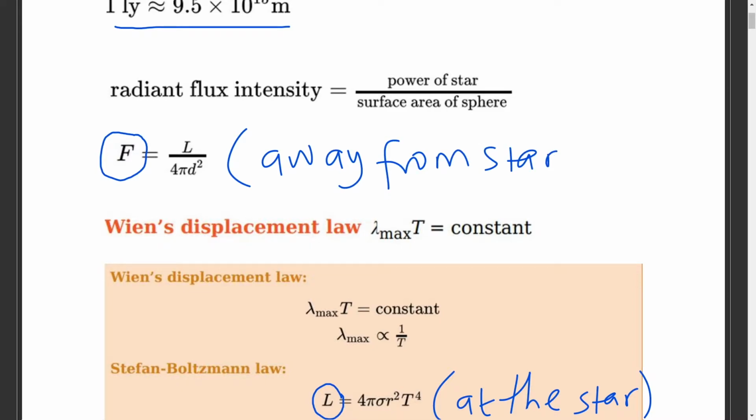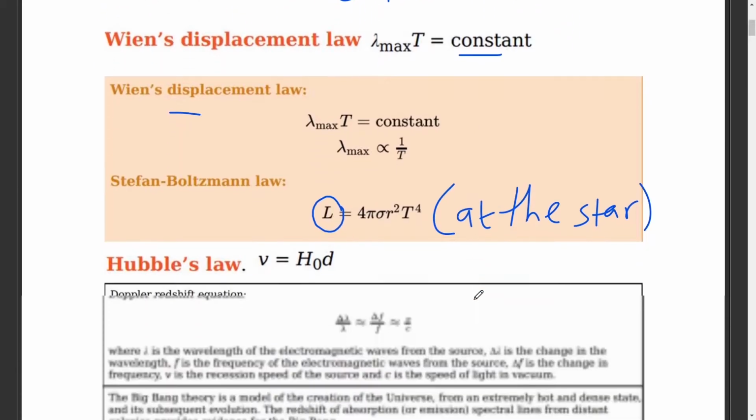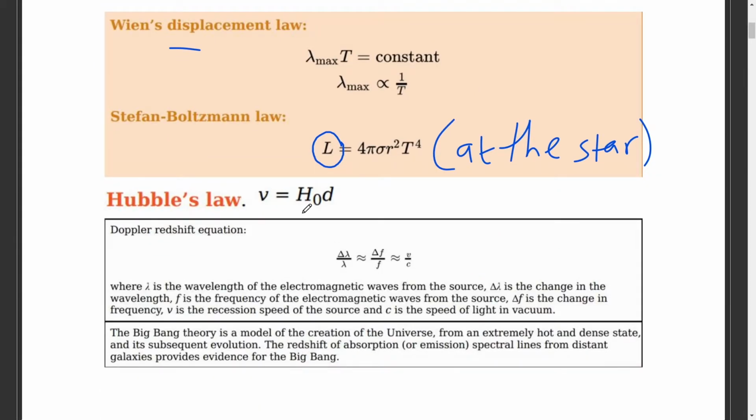All right, so you also need to know about Wien's displacement law, very important. You need to know the value of the constant. We're going to talk about this later. And of course, Hubble's law and how it tells us about the Big Bang and confirms that the universe is expanding and talks about the fate of the universe, which I'm going to talk about later in the video.